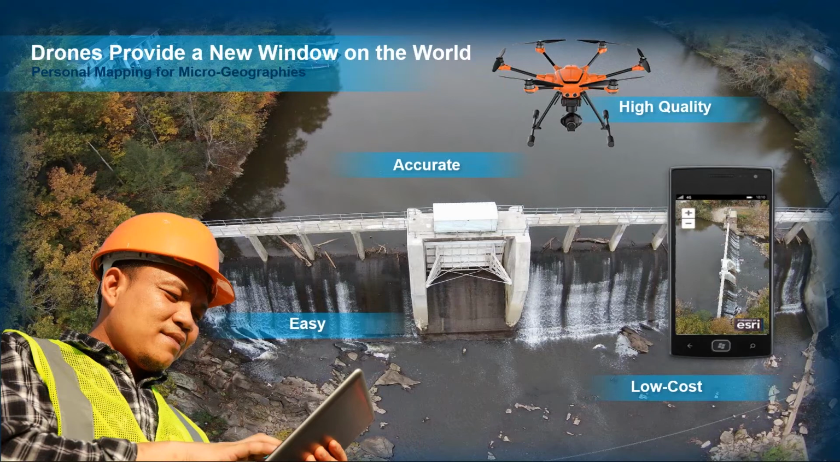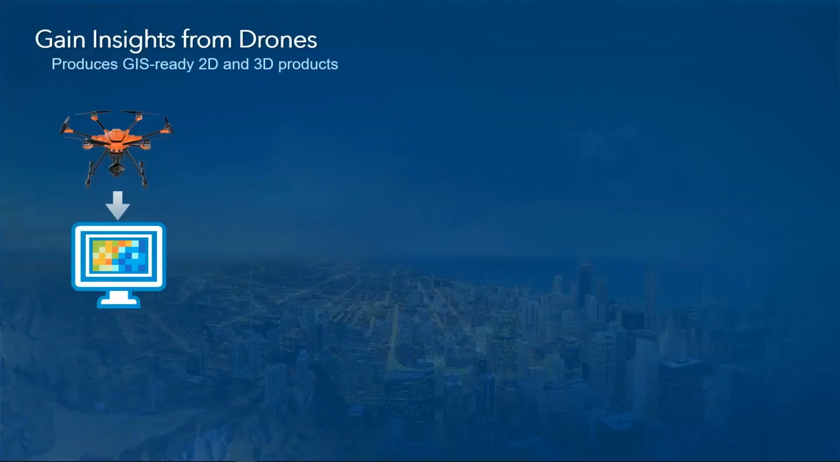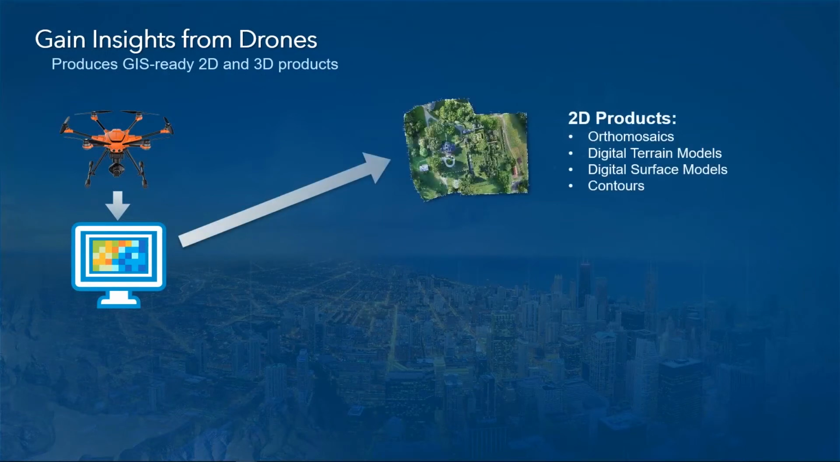The key to success is to keep the product simple and low cost. And so with that, we were able to move forward and a few years ago create Drone to Map for ArcGIS. It's been fantastic. It's been one of the hottest selling products at Esri, and we've been able to generate these products very easily. So these are the products that we're able to generate from drones in a nutshell.